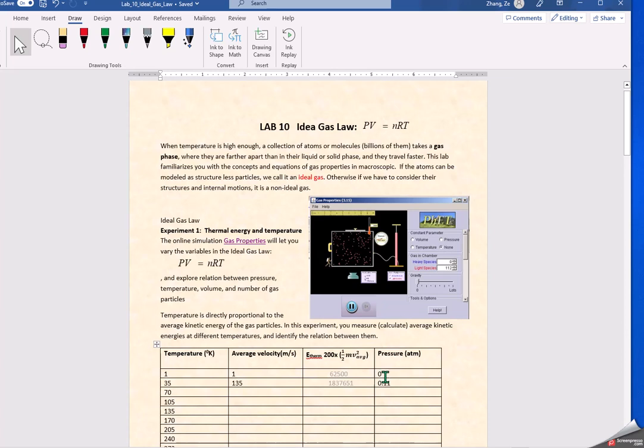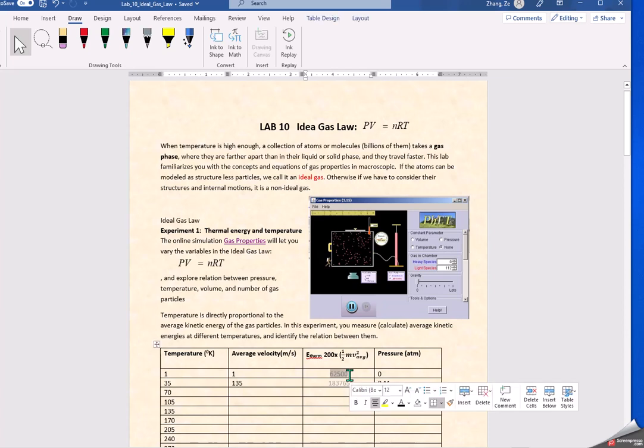Obviously, when you change the temperature, the pressure will go up. At the same time, you see the velocity goes up because temperature is velocity. You also calculate the kinetic energy from the average speed. For example, I calculated something. Don't just copy this number. I just give you an idea what the number would look like.